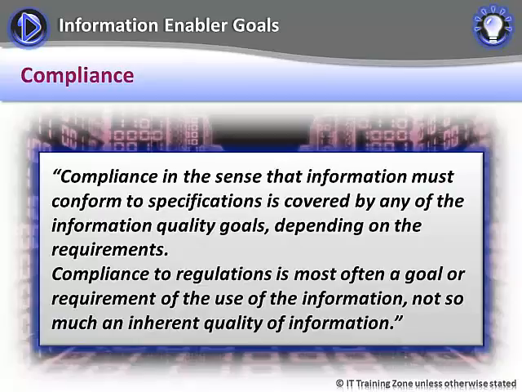The last of the COBIT 4 information criteria is compliance. This maps to compliance in the sense that information must conform to specifications, which is covered by any of the information quality goals, depending on the requirements. Compliance to regulations is most often a goal or requirement of the use of the information, not so much an inherent quality of information.